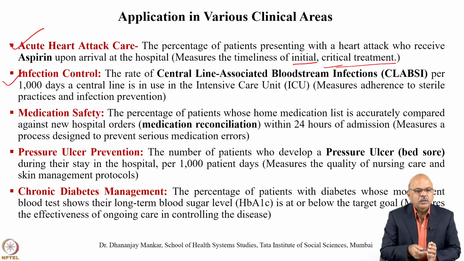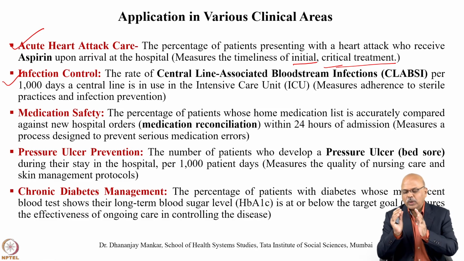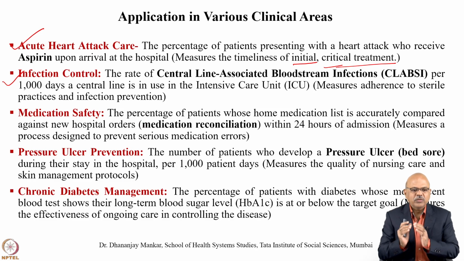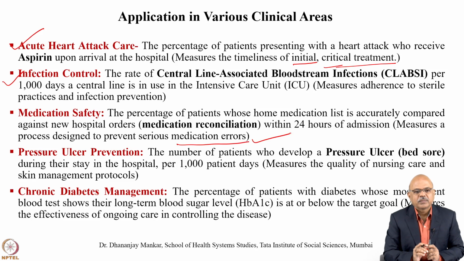Next is the medication safety part. The percentage of patients whose home medication list is accurately compared against the new hospital orders, which is medication reconciliation within 24 hours of the admission. What does it measure? It measures a process designed to prevent serious medication error. So there is a problem that medication error may happen, and you are trying to prevent it.